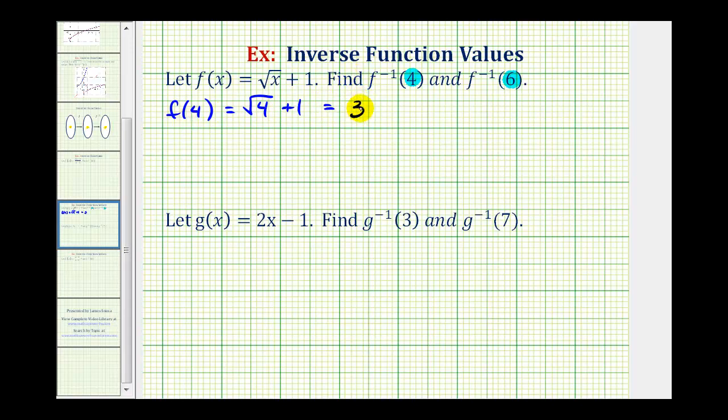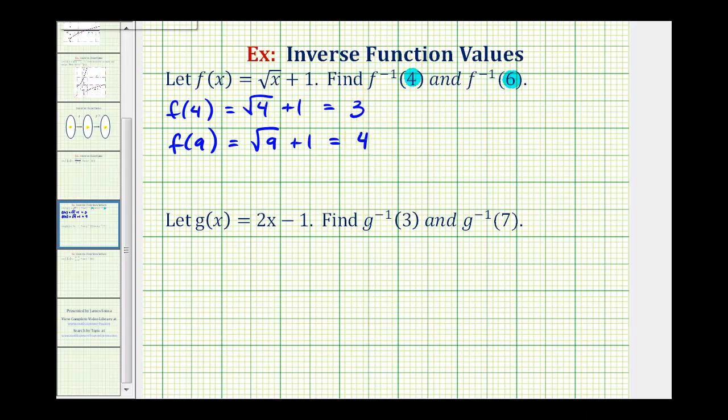We want an output that's equal to 4 or 6. So this isn't going to work, but notice how 3 is close to 4. So let's try another input. 4 is 2 squared. Let's try the next perfect square. 2 squared was 4, and 3 squared is 9. So let's determine f of 9. f of 9 would be equal to the square root of 9 plus 1. Well, the square root of 9 is 3, plus 1, which is equal to 4.